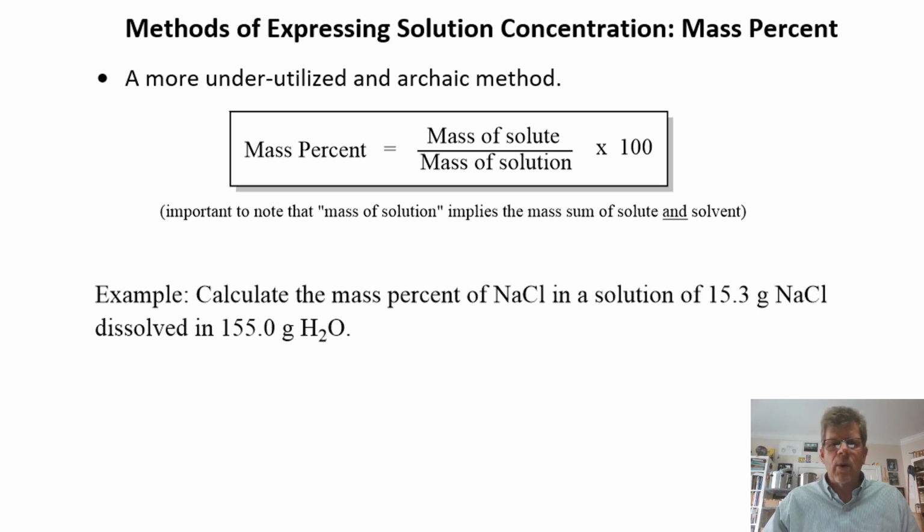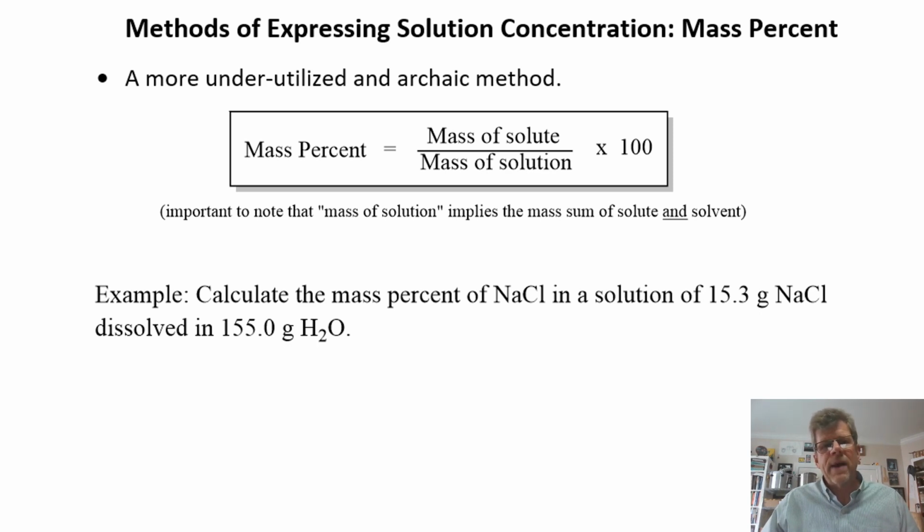And how would we know it's a mass percent problem? Well, probably because it says mass percent right in it. That would be an indicator. In any event, calculate the mass percent of sodium chloride in a solution of 15.3 grams of sodium chloride dissolved in 155 grams of water. What's the mass percent? Okay, here we go.